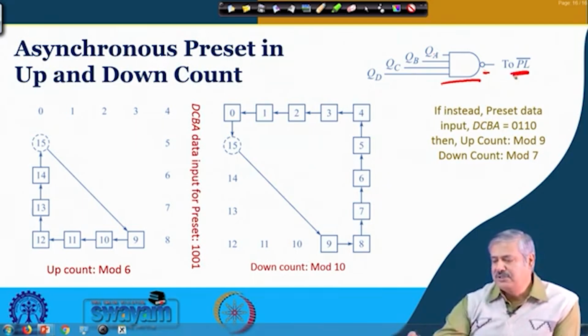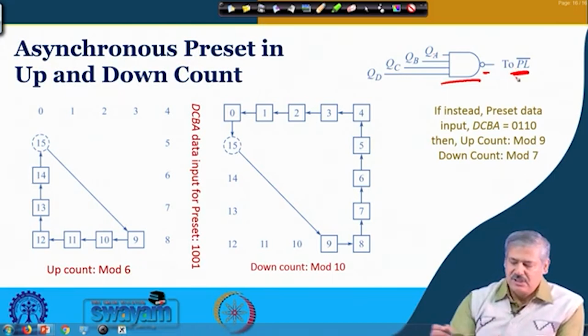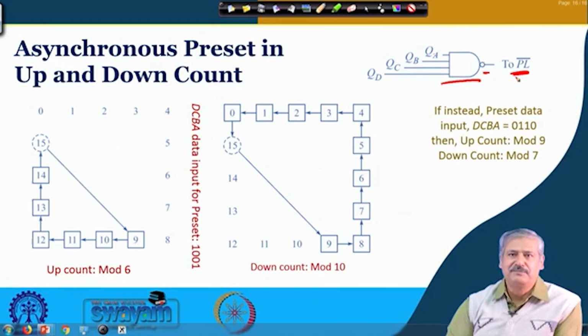And this is sent to what? This is sent to your parallel load, that is the asynchronous preset input, which is active low. Okay. Now, for different conditions, different data inputs will be loaded whenever this parallel load occurs, asynchronously within the same clock period, after the small propagation delay of the basic gate. So, if your DCBA data input at that time is 1001, what will happen?